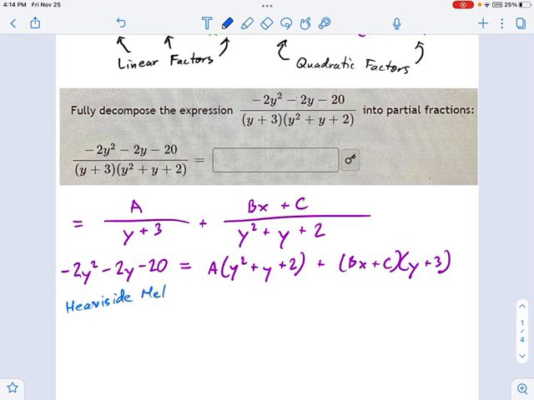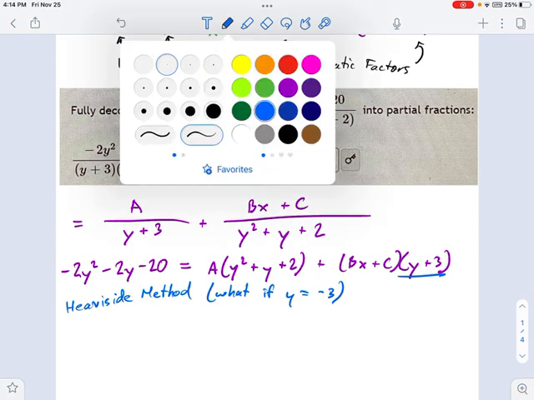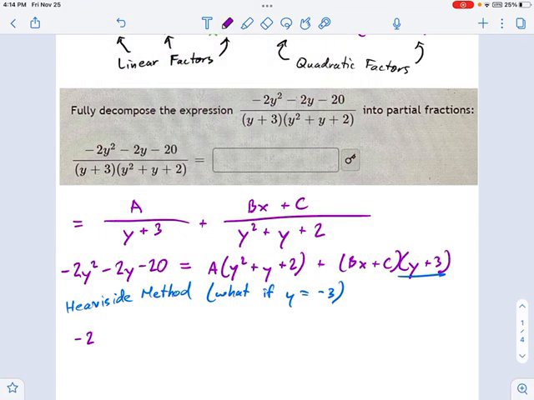When we say, well, what if our variable y were equal to something? Okay, I think -3 would be a very convenient value of y. So let's say, what if y equals -3? Well, let's see what happens. Okay, so we're going to get this. -2 times -3 squared minus 2 times -3 minus 20. That's the left side of the equation.